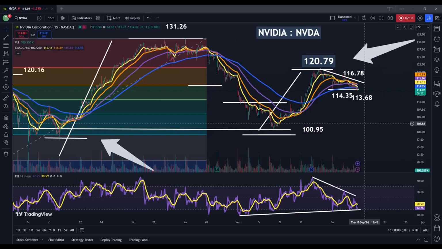So here's the current stock market update for NVIDIA Corporation, stock ticker NVDA.